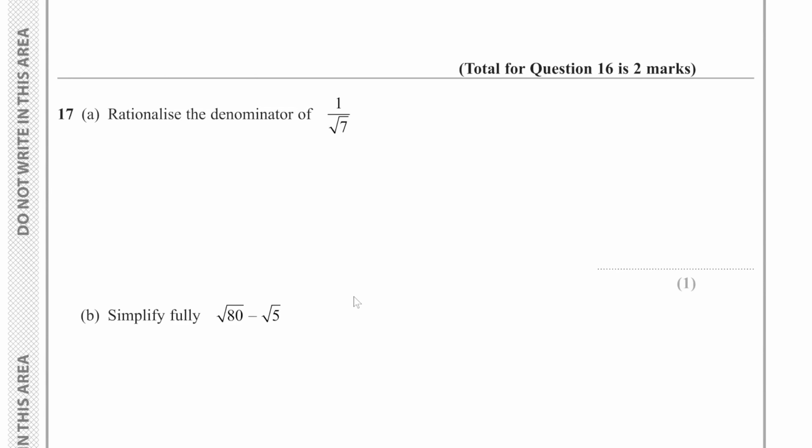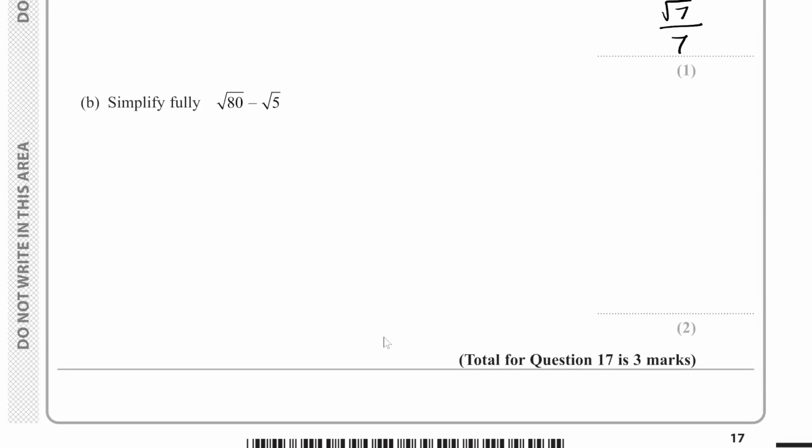Question 17. Rationalize the denominator. So we've got a square root on our denominator. That's an irrational number. So to rationalize it, we need to get rid of the square root from the bottom. To do that, we have to multiply the top and bottom by the same thing. If we multiply top and bottom by square root 7, square root of 7 times square root of 7 is just 7. So 1 times square root 7 is square root 7. Root 7 times root 7 is 7. And we now have a rational denominator. So it's root 7 over 7.